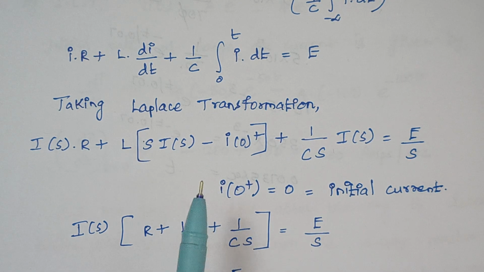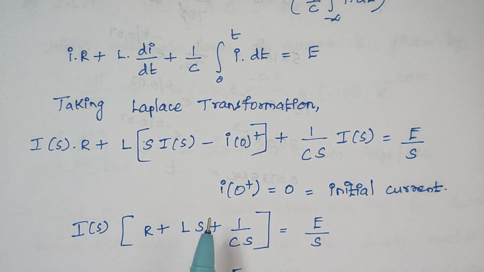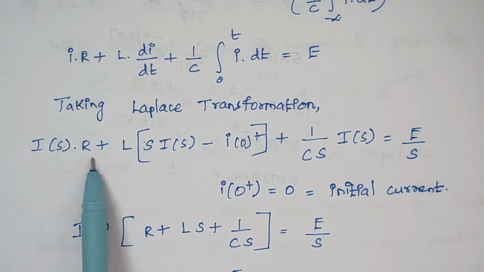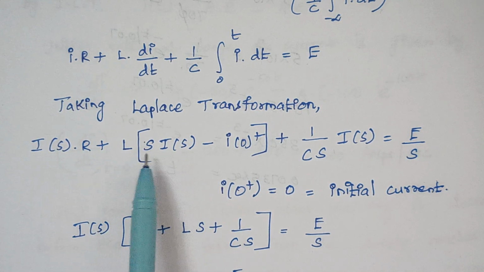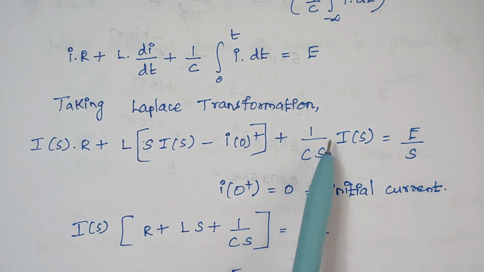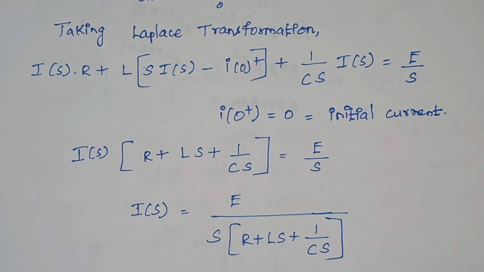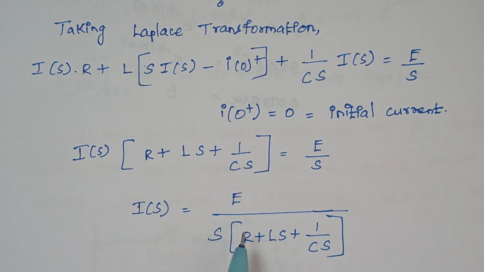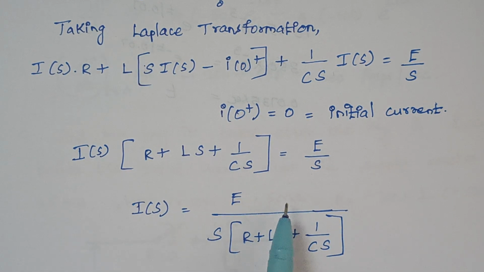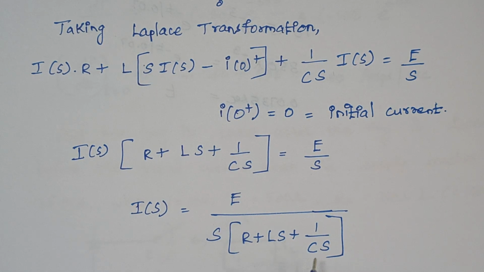Here I am taking I of S commonly outside. When you take I of S outside, there is R, there is L into S, and there is 1 by Cs. Now I am shifting this part to the right hand side. So this is our expression for I of S.